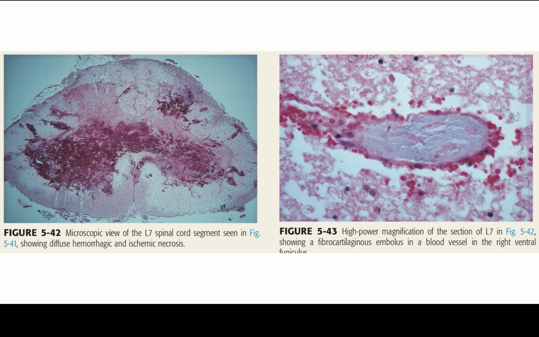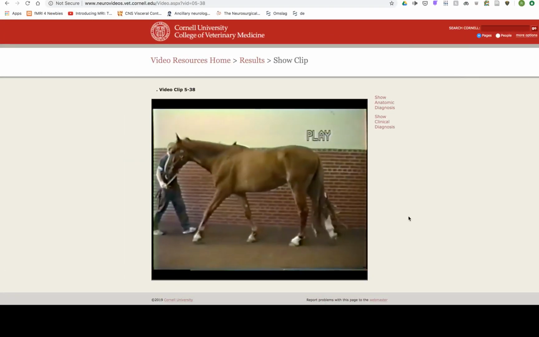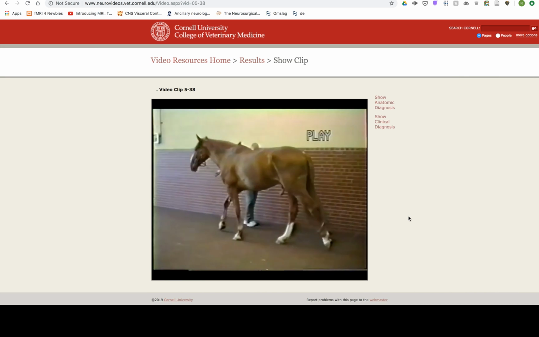This dog was euthanized after 2 weeks of supportive care, and autopsy showed an extensive hemorrhagic and ischemic infarction of most of the components of the spinal cord, from the L6 segment caudally, figures 5-41 through 5-43. These lesions were associated with numerous emboli of fibrocartilage in arteries and a few veins on the surface of the spinal cord as well as in the parenchyma. This disease is described in detail in Chapter 10, along with diseases of the spinal cord in small animals.